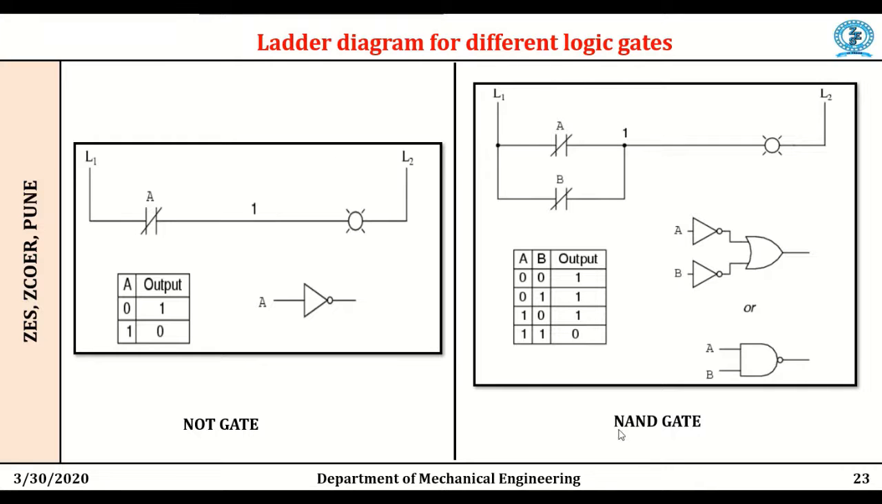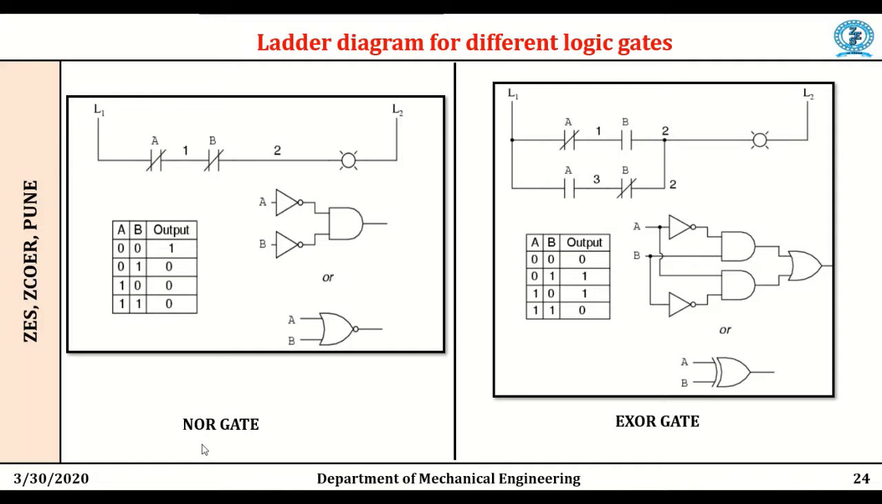The next logic gate is the NAND gate. This is the ladder diagram for the NAND gate. NAND is a combination of AND and NOT gate. The arrangement shows an AND gate followed by a NOT gate. Hence it is called NOT AND gate. If we see the table, if both the inputs are high, then the output will be low. If both the inputs are low or one of the inputs is low, then the output will be high.